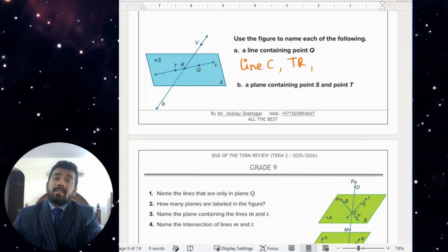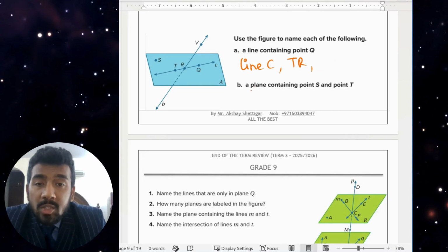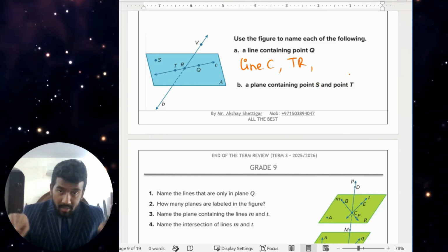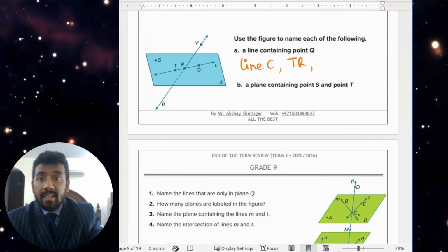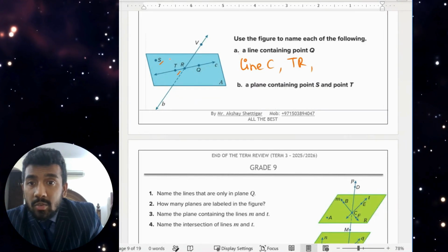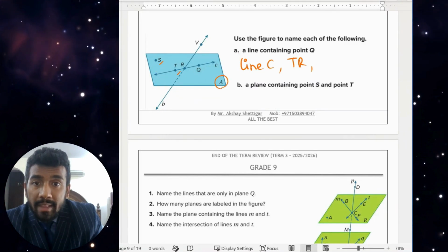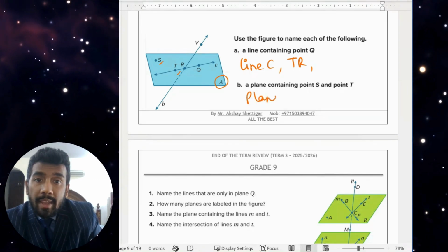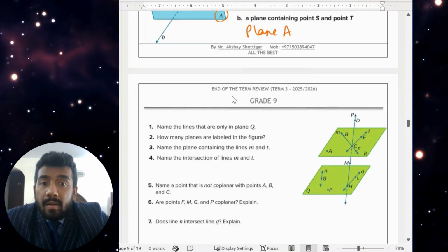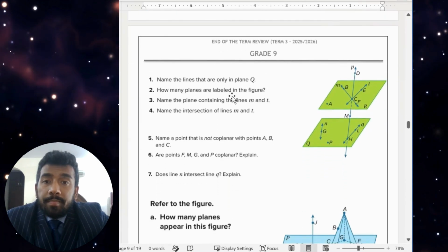Next one, a plane containing point S and point T, like a box which has S and T. You see S and T are here. Which is this box? It's called plane A. Okay, in this way. Let's go to this one.